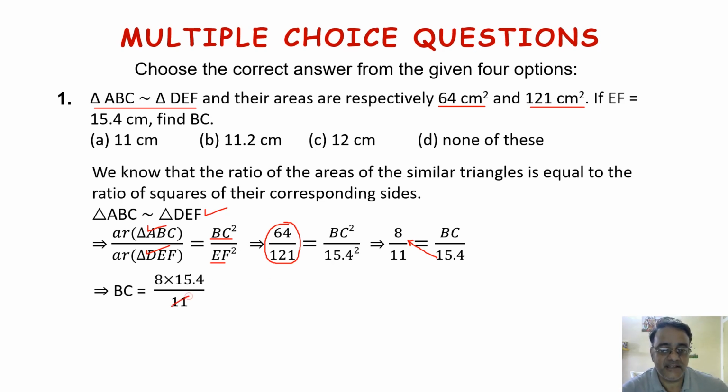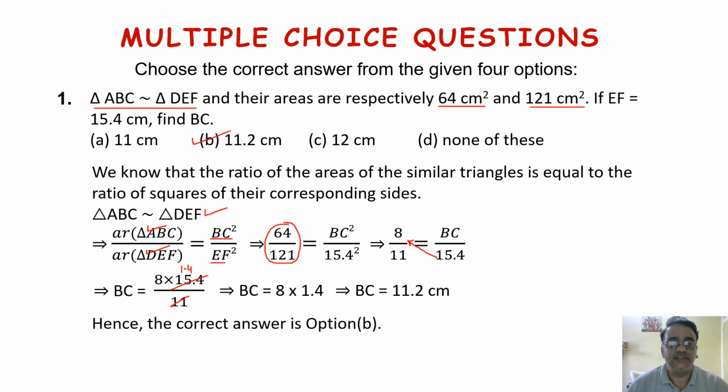15.4 cancels with 11. So what are we going to get? 1.4. So 1.4 into 8 is 11.2. So which option is the correct one? Option B. Option B, right. So this is the first question. Now we are moving towards the second question.